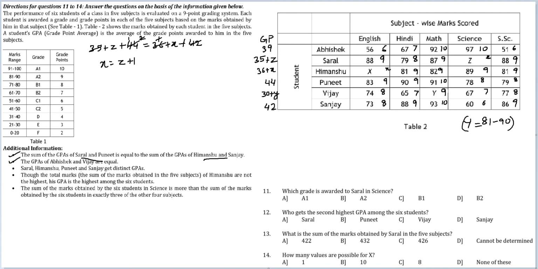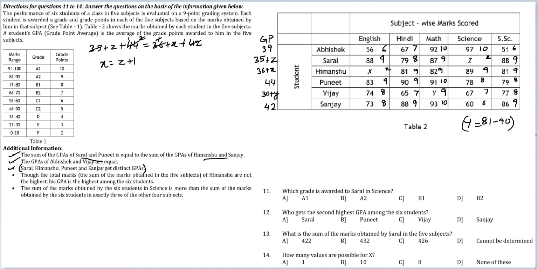Third thing is Saral, Himanshu, Puneet and Sanjay. These are the same people who were mentioned in the first question. Saral, Himanshu, Puneet and Sanjay get distinct GPAs. Okay, which means we had identified X can take a maximum value of 10, but it would not be possible because if X takes a maximum value of 10, Z would be 9, and then 35 plus 9, Puneet and Saral. So X cannot take 10 is what I've got from here. I will take care of this point later on also, hopefully. Though the total marks of the sum of the marks obtained in the 5 subjects of Himanshu are not the highest, his GPA is highest among the 6 students.